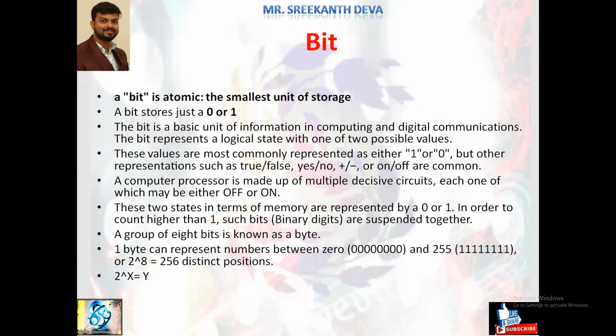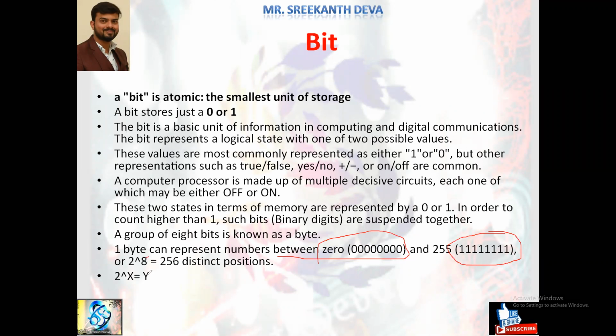A group of 8 bits is known as what? 1 byte. I told you, an 8-bit combination represents 1 byte of memory. So this is the representation here. It is represented between the all-0 combination of 8 bits and the all-1 combination. The count here goes up to 256, but since we start from 0, the maximum value is 255.